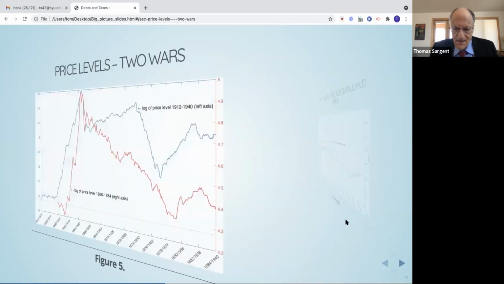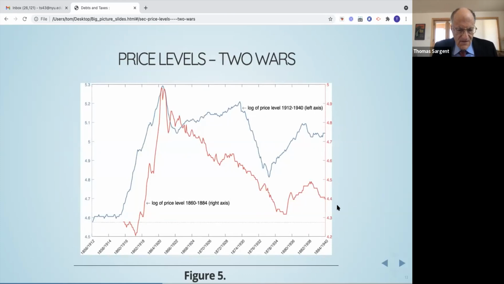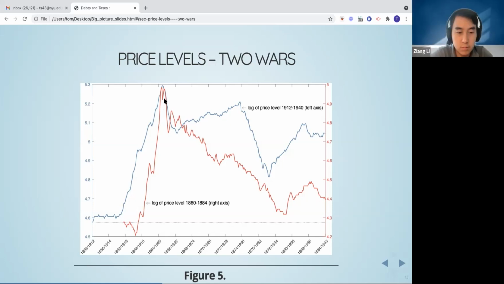I want to show you something. I want to show you a graph. The Civil War and World War I. This is a graph of the price level when the United States was on the gold standard during two big wars. So here's the way this goes. This red line is the log of the price level during the Civil War. So when we go on greenbacks, these are the legal tender price level.